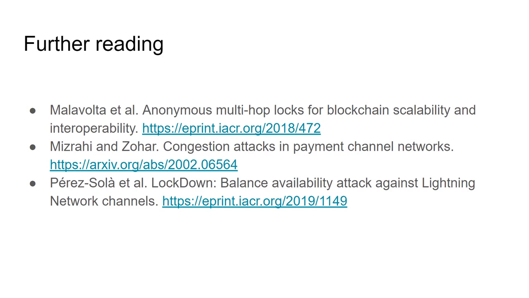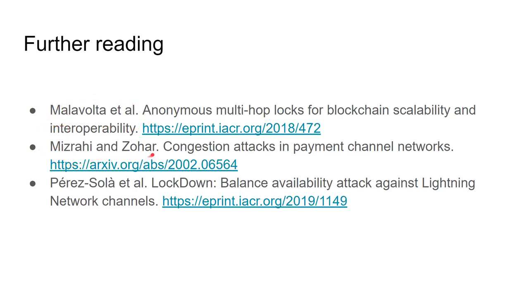Let me suggest three papers that we cite in the paper and which seem relevant to what I've just described. Malavolta and co-authors described anonymous multi-hop locks for blockchain scalability and interoperability, and this work suggests a cryptographic mechanism that would let the Lightning Network move away from this architecture where each channel update along a route is linked with other updates in the same transaction by the same payment hash, which lets intermediary nodes link the parts of the same payment, which is bad for relationship anonymity. So this is a proposal for how to fix this.